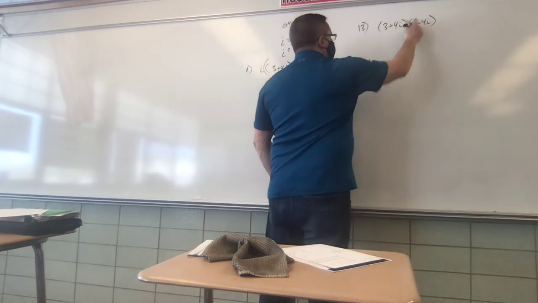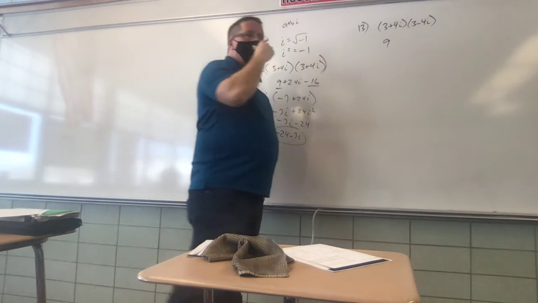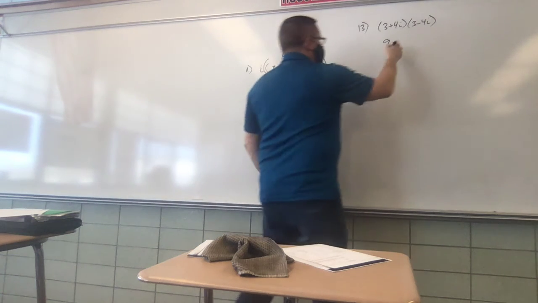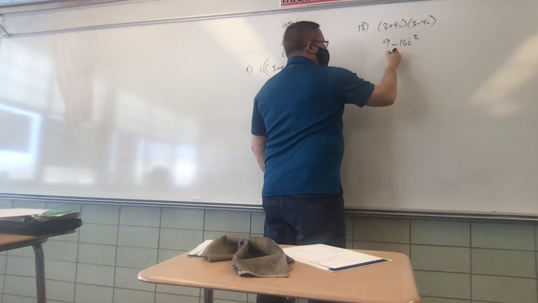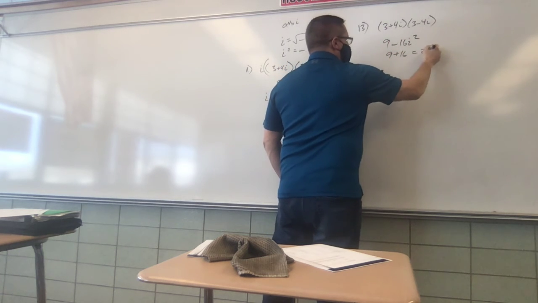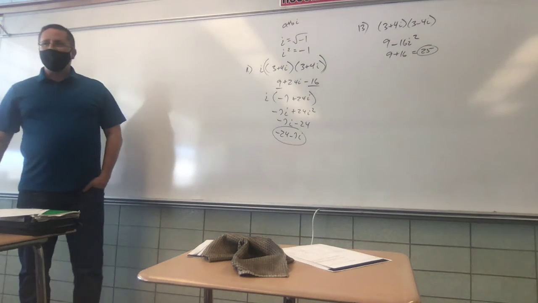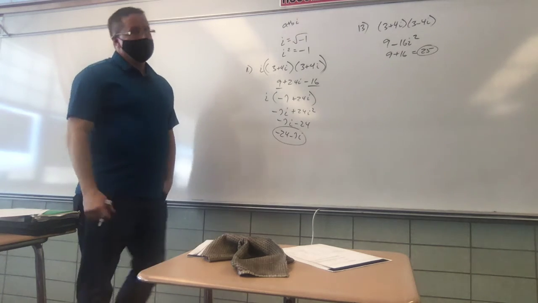I'm going to do my first. 3 times 3 is 9. My last, 4i times negative 4i, is negative 16i squared. I'm going to write that down. i squared is negative 1, which changes that to positive 16. That's interesting. So we took an imaginary number times an imaginary number and ended up with what? A real number. It's kind of interesting.